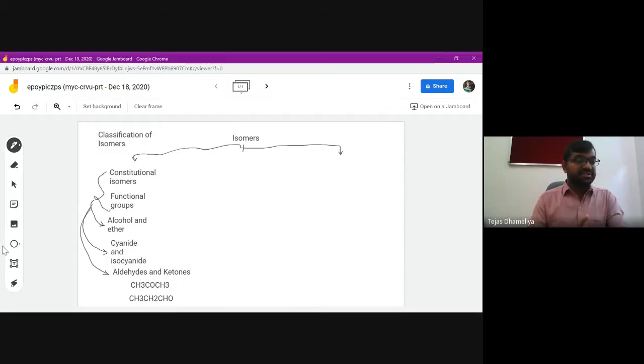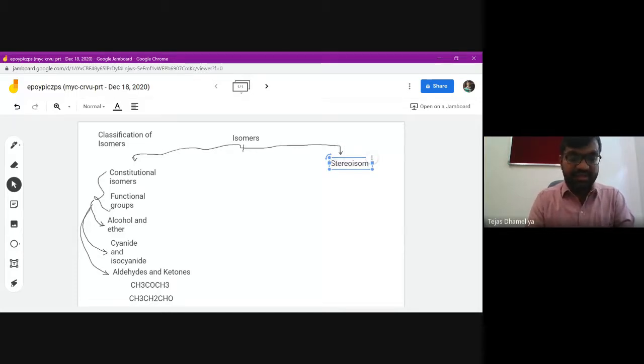Then after constitutional isomers, another type of isomers is called configurational isomers and conformational isomers. But the major type is stereoisomers.